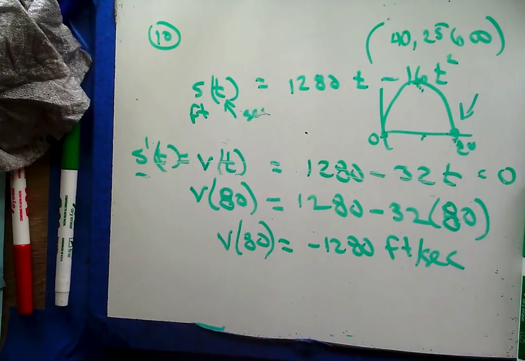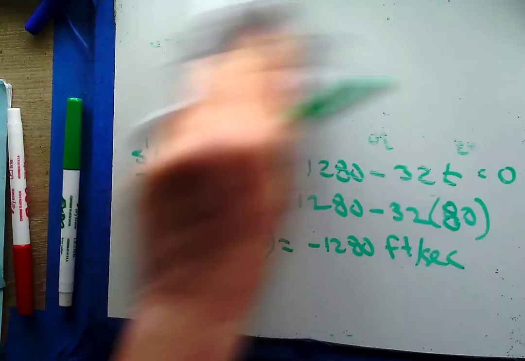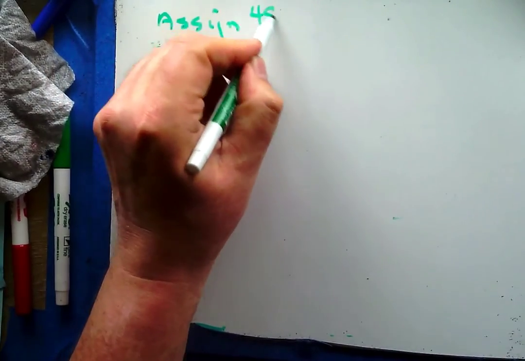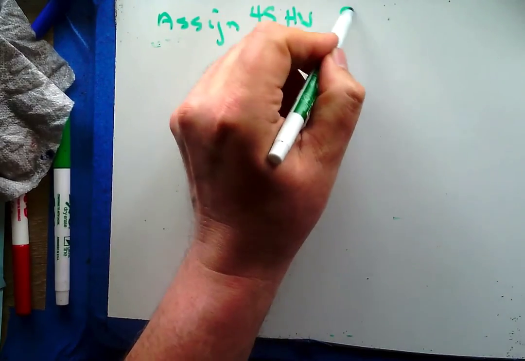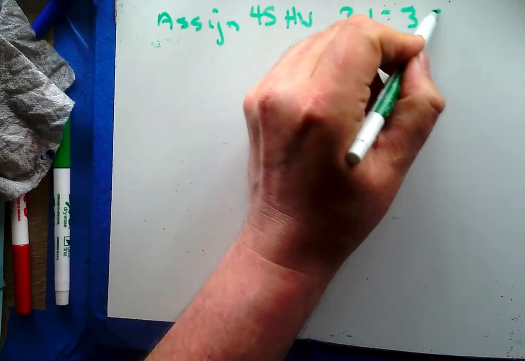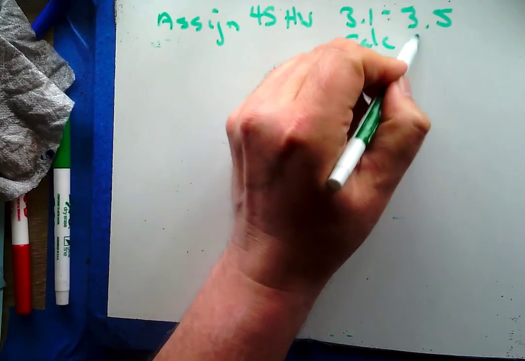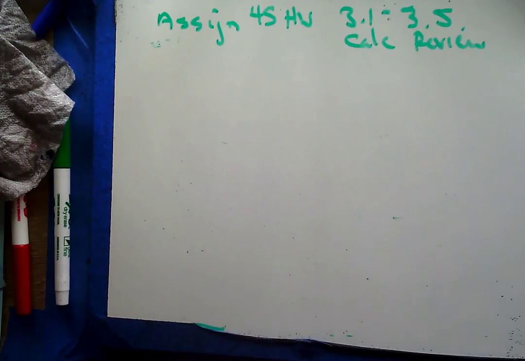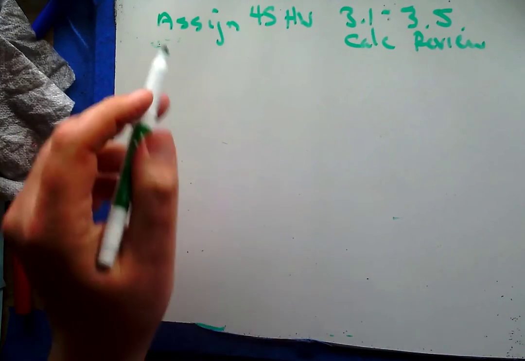Hey everyone, let's take a look at assignment 45 homework, called 3.1 through 3.5 calc review. Okay, this has 11 questions. Let's get started.